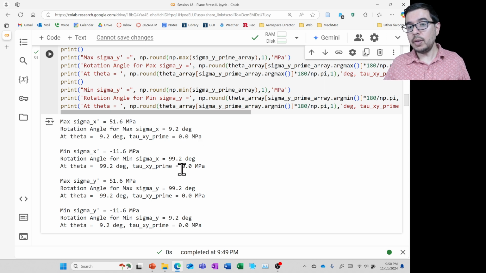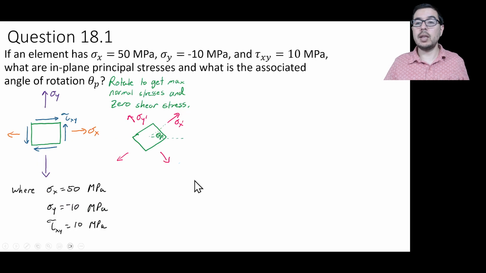We were saying a little bit above 50, and the minimum sigma x prime is going to be at minus 11.6 megapascals, so a little bit below minus 10, and that happens at 99.2 degrees. And then the max sigma y prime is at 52 megapascals, and that's at a different angle of rotation than what we had for sigma x prime, as was the minimum sigma x prime. And we see the minimum sigma y prime is at minus 11.6 megapascals, and that's at a rotation angle of 9.2 degrees. So let's come back to the slides and jot down a few things.